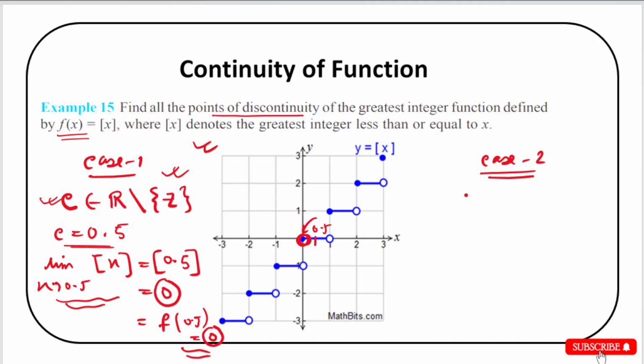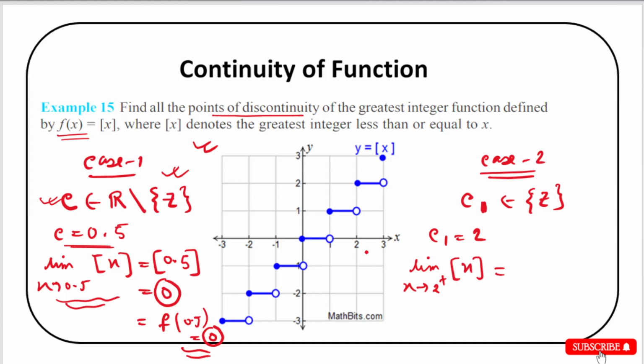Now let us consider case 2, where we will consider another random number, say C1, which belongs to the set of integers. Suppose C1 takes the value 2. Then find out the limit as x tends to 2 plus of f(x). What will this be? If you consider the positive side, approaching 2 from the right hand side, the value will be 2 itself.